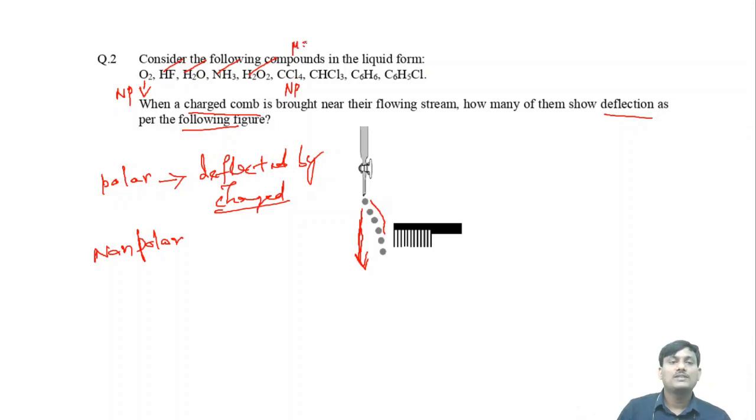When the dipole moment is 0, the molecule is non-polar. Benzene is also non-polar, and benzyl chloride is polar. How many polar compounds are there? 1, 2, 3, 4, 5, 6 polar compounds are there. So these 6 compounds will be deflected by the charged cone. The remaining 3 compounds, oxygen, CCl4, C6H6, will not be deflected by the charged cone. So the answer is 6.